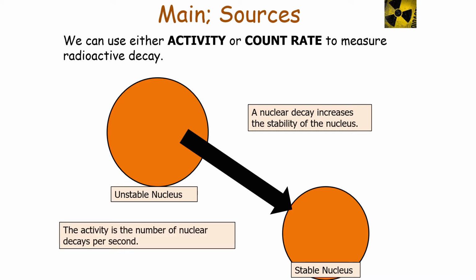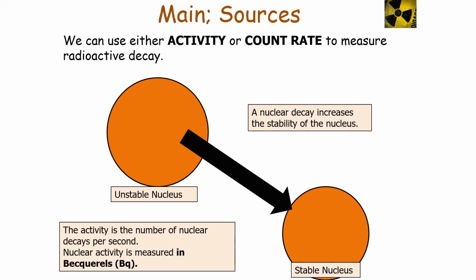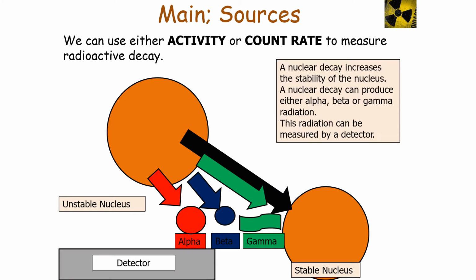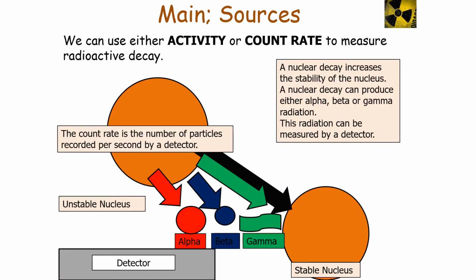Now the activity is the number of nuclear decays per second, and it's measured in becquerels. It's important to note that a nuclear decay can produce either alpha, beta or gamma radiation. This radiation can be measured by a detector, normally a Geiger-Müller counter, and the count rate is the number of particles recorded per second by a detector. So the unit of count rate is seconds to the -1 or per second.